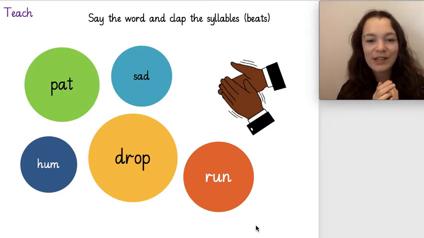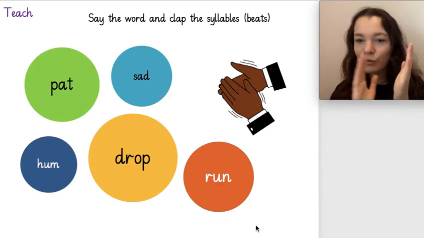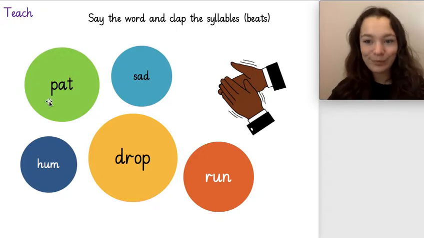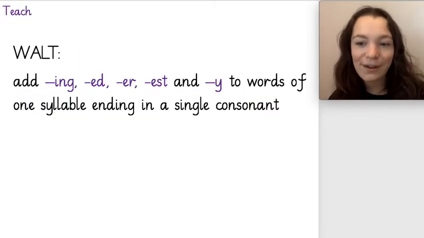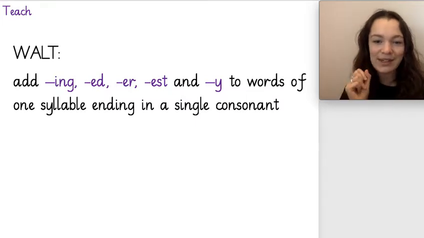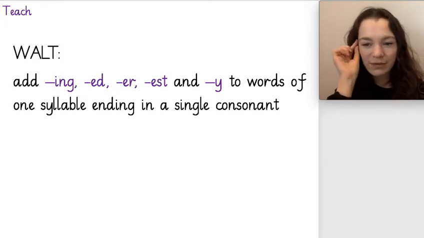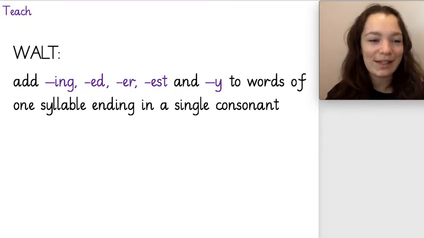What did you notice? Did you notice that pat, sad, drop, run, hum all have one syllable? That's right, that's what we're looking at today. Today we are looking at adding suffixes, the end little groups of letters, to words that have just one syllable and end in a consonant. So it's quite specific again. Don't worry, it's all trickling into your brain even if you don't understand when we talk about it like this.